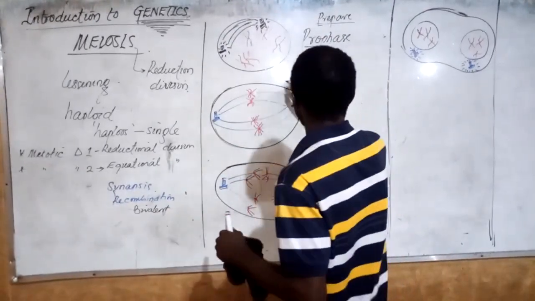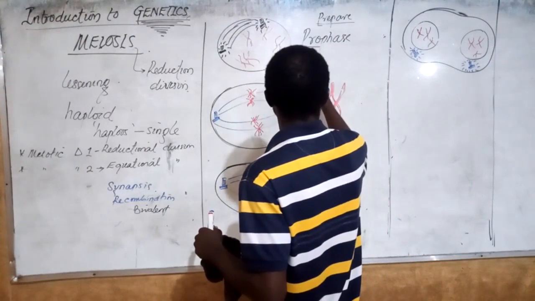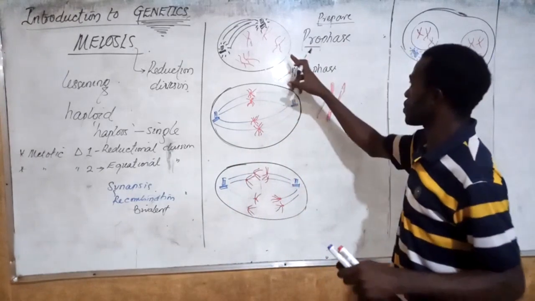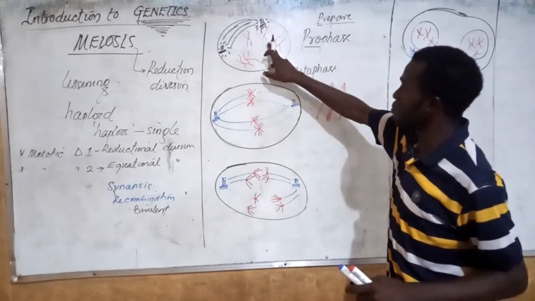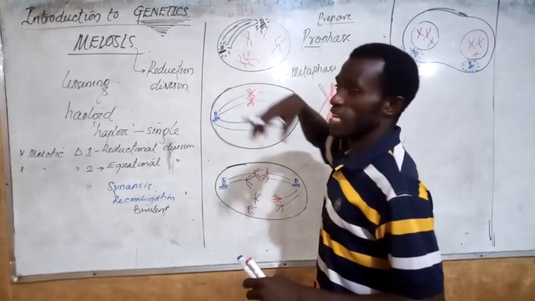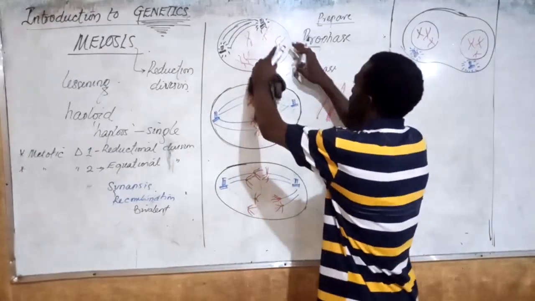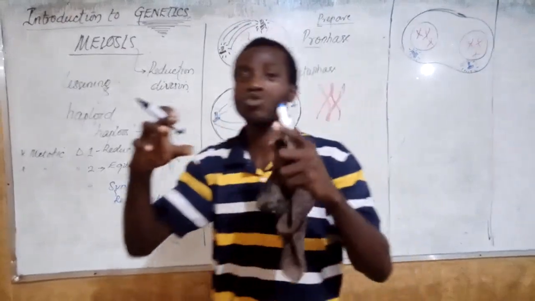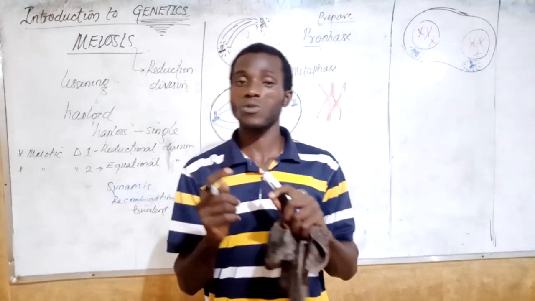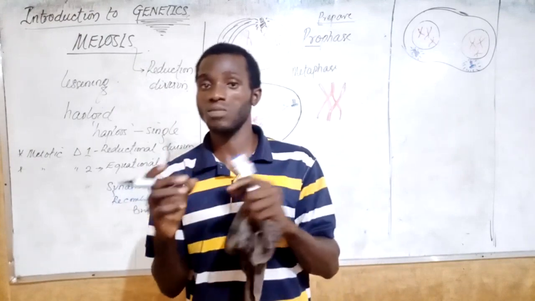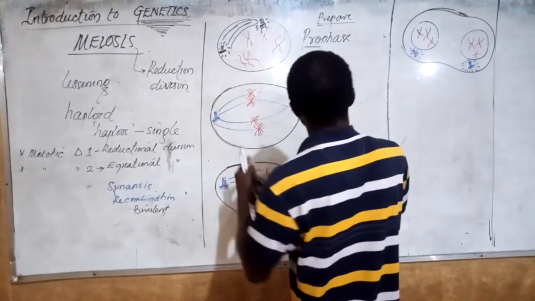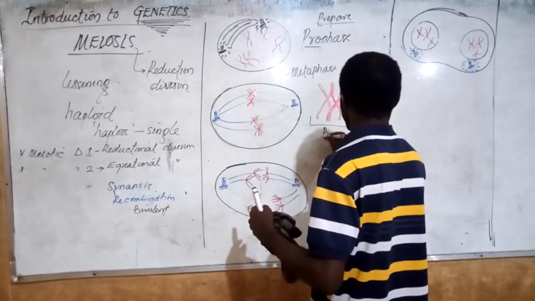Now the second phase is metaphase. One thing I forgot to mention is that during this preparatory phase, apart from the centrioles moving, these chromosomes begin to pair up. Homologous chromosomes, that is, chromosomes that look alike and have the same genetic composition, begin to pair up. And when they pair up, they form what is called a bivalent.